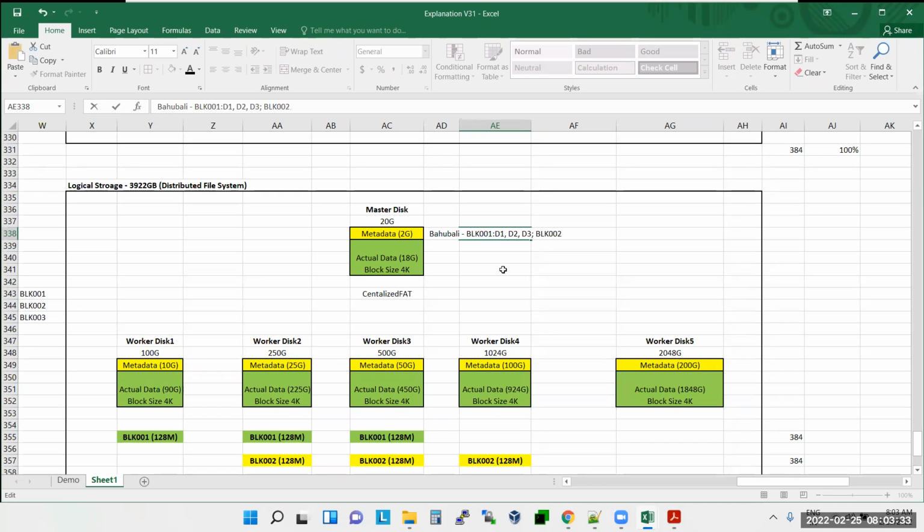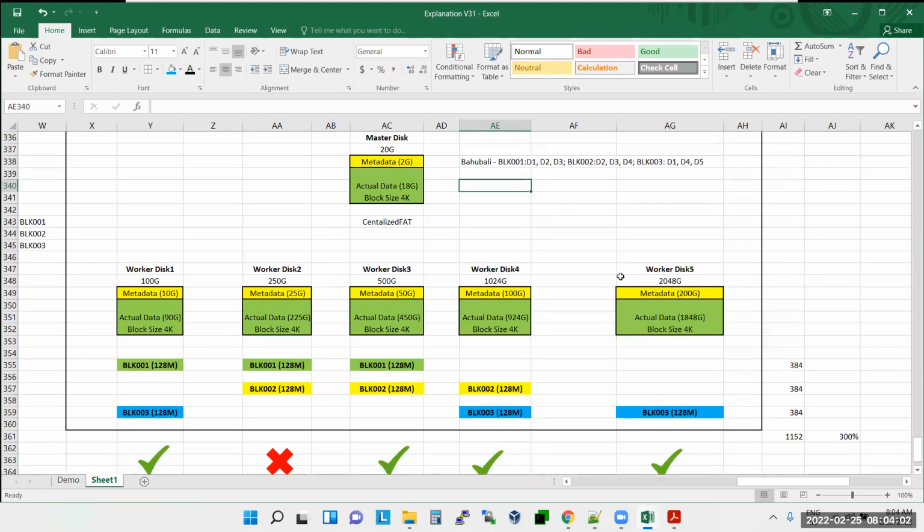BLK 002: disk 2, disk 3, disk 4. BLK 003: disk 1, disk 3, disk 5. Understood now? If it knows that it is a copy, it won't combine the data while reading.